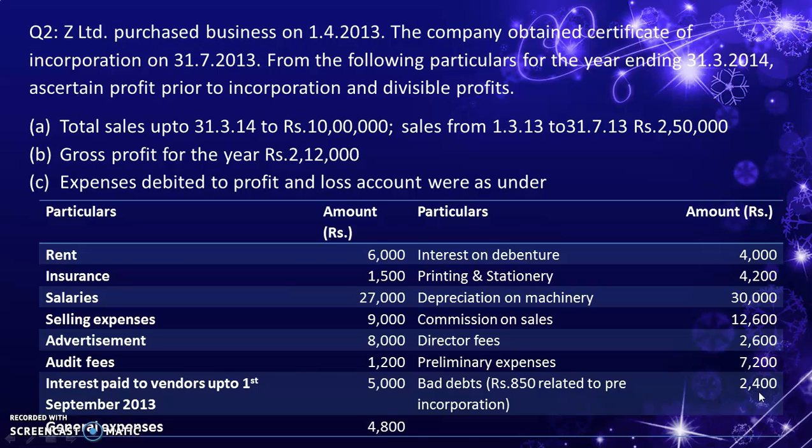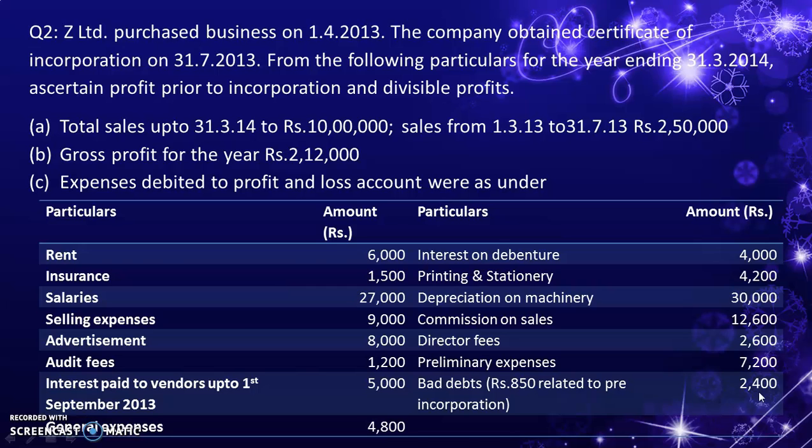Z Limited purchased business on 1/4/2013. So this is the date of acquisition of business. The company obtained certificate of incorporation on 31st July 2013. And this is going to be the date of incorporation. From the following particulars for the period ended 31st March 2014, ascertain profit prior to incorporation and divisible profit. 31st March is the accounting closing. So with these 3 dates, we can find time ratio.